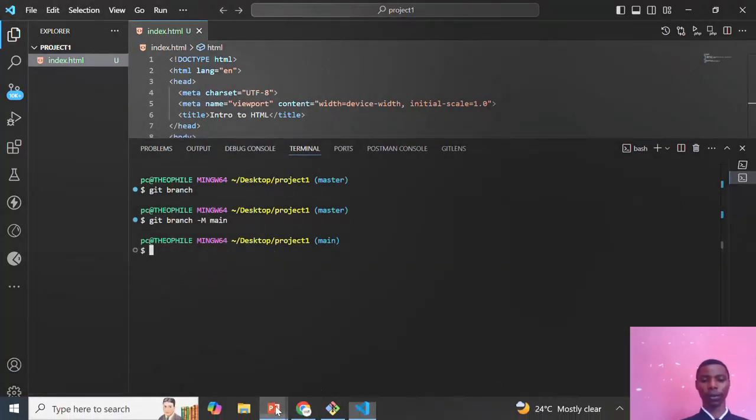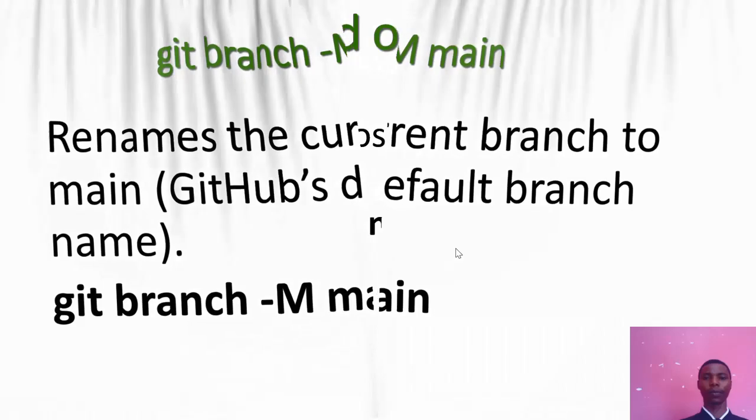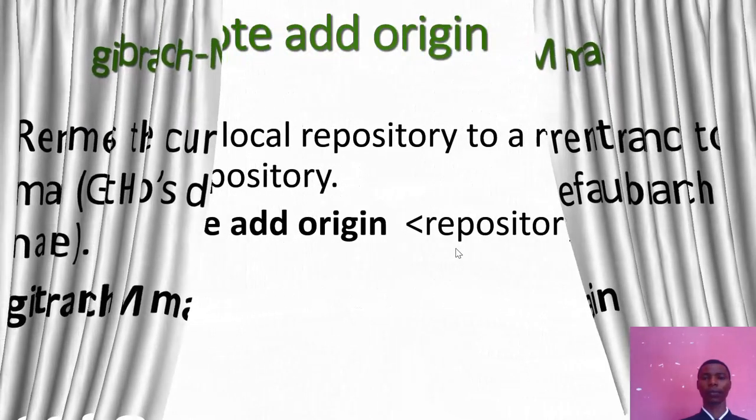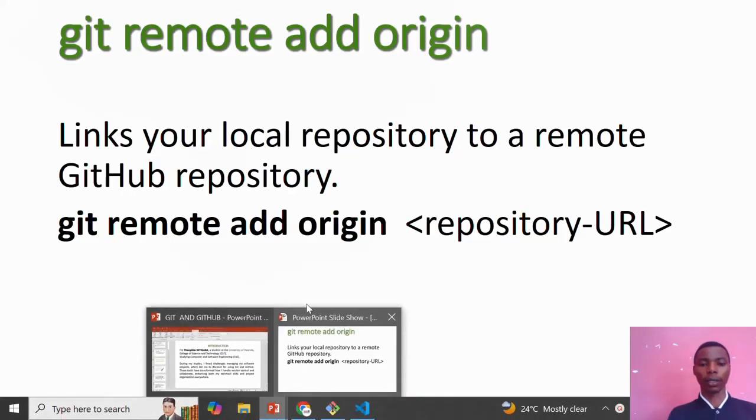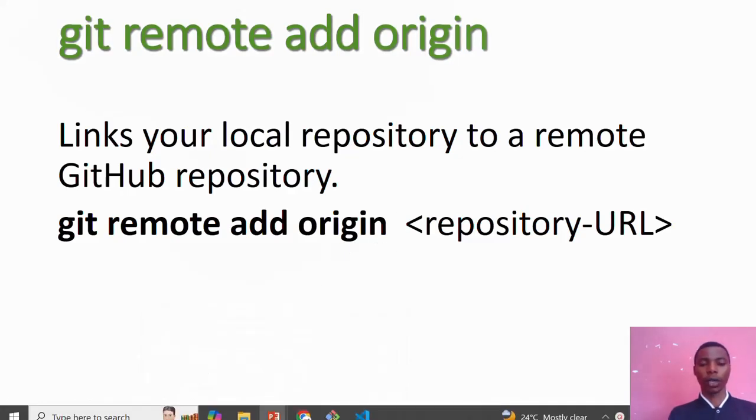Okay, let's continue with the next one. Git remote add origin links your local repository to a remote GitHub repository. It means you link your local repo contents to the online or remote repo contents. So first of all, let's create our remote repo.